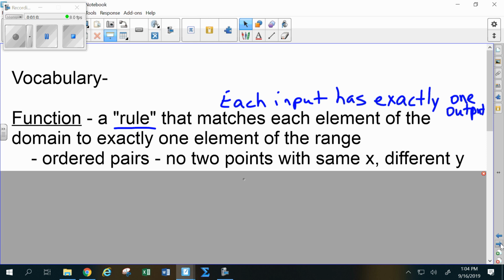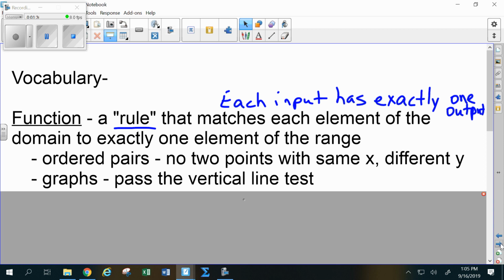So if each input has exactly one output, that means we cannot have something with a first coordinate and no output. That doesn't work. It also means every time I have, for example, 1 as the input, I get one and only one possible y that goes with that. So if my x is ever repeated, my y has to be exactly the same in every one of those ordered pairs that had that repeat x as the first coordinate.